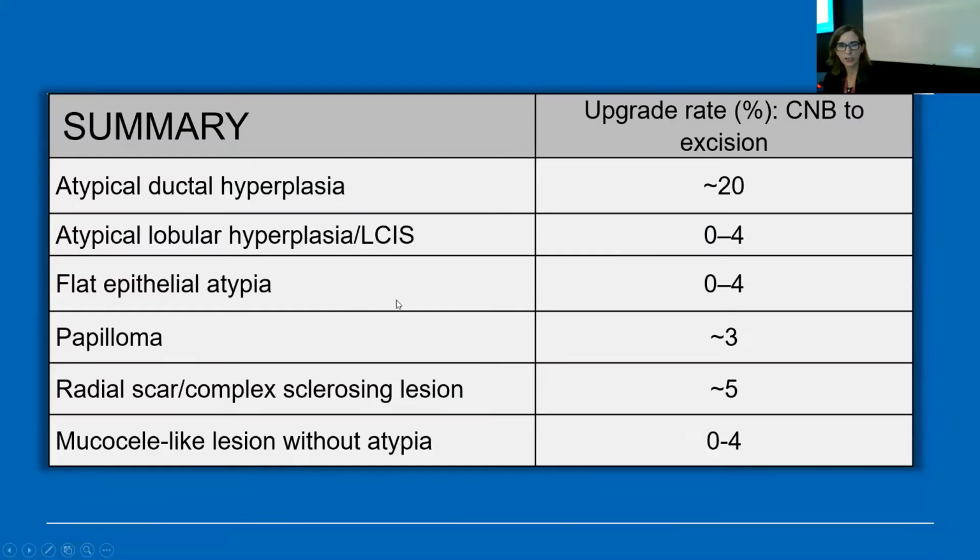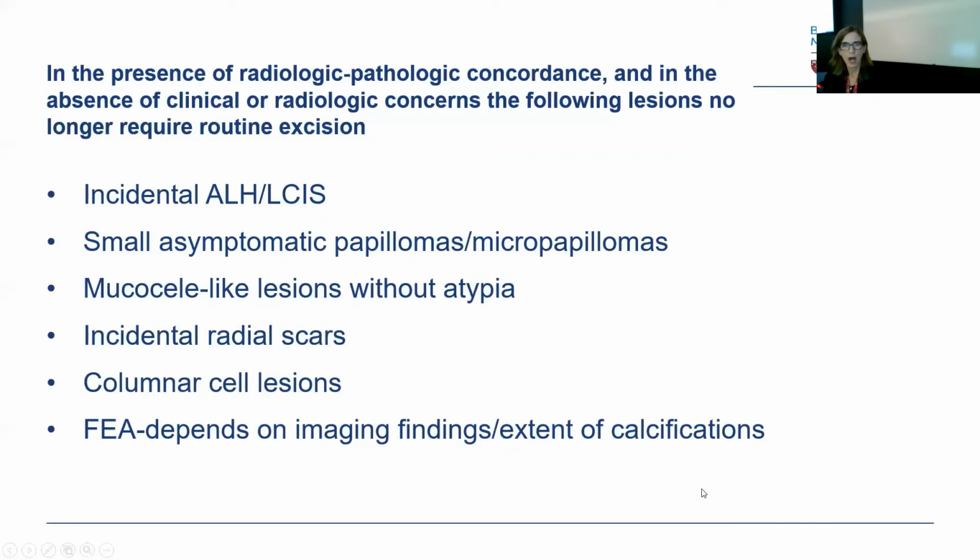So here's just a summary table for these radiologically high-risk lesions and what their current upgrade rates are, and why we always excise ADH in the US at least, why we excise image-detected radial scars and complex sclerosing lesions, and there's a little bit of flexibility in the other entities. So again, just to summarize, in the presence of RAD-path concordance, these lesions no longer require excisions in routine cases.